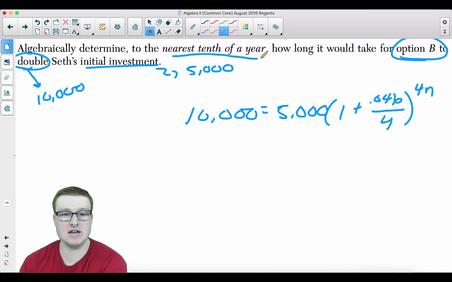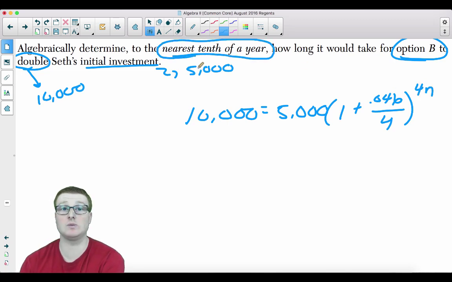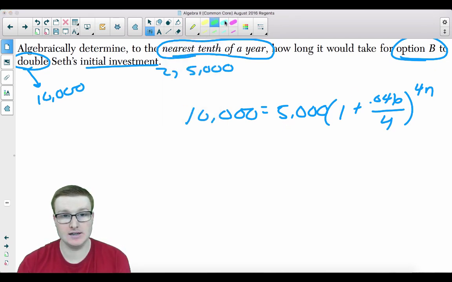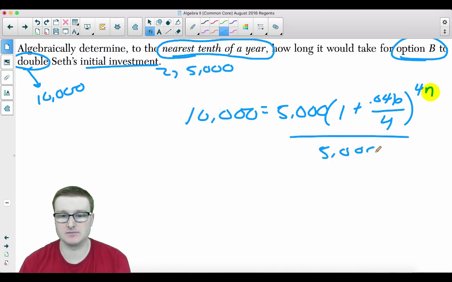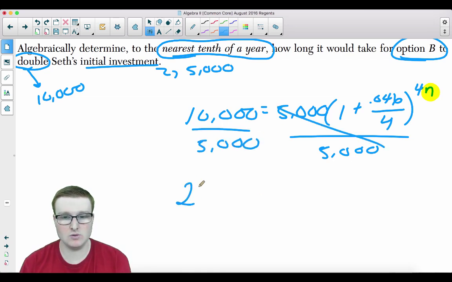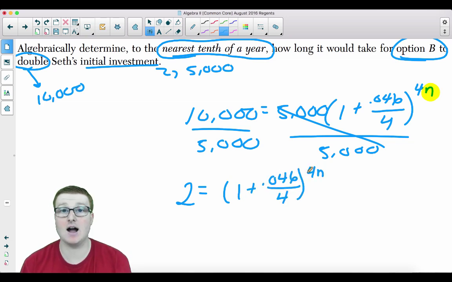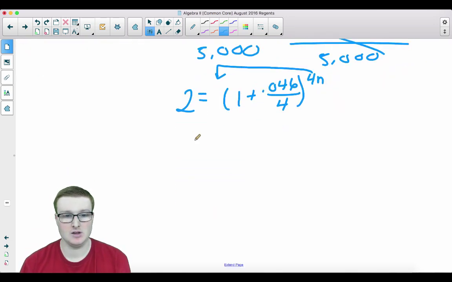We want to find out to the nearest tenth of a year how long it would take for this to double. So the golden egg, what we're trying to find here is the letter n. In order to do that, we need to divide by 5,000 first. Divide by 5,000. Divide by 5,000. We get 2 equals 1 plus 0.046 divided by 4 raised to the 4n power. We're going to move this down in the front. So we get 2 is equal to 4n.